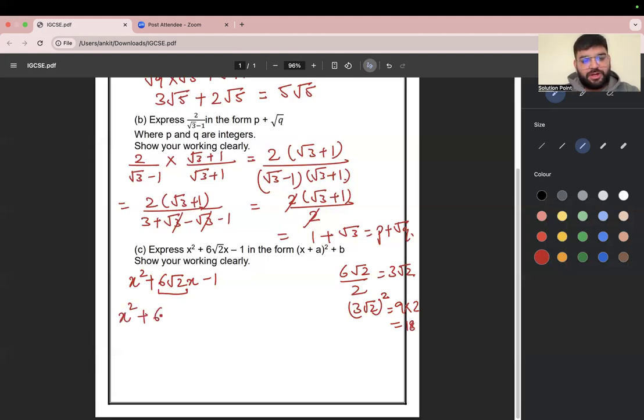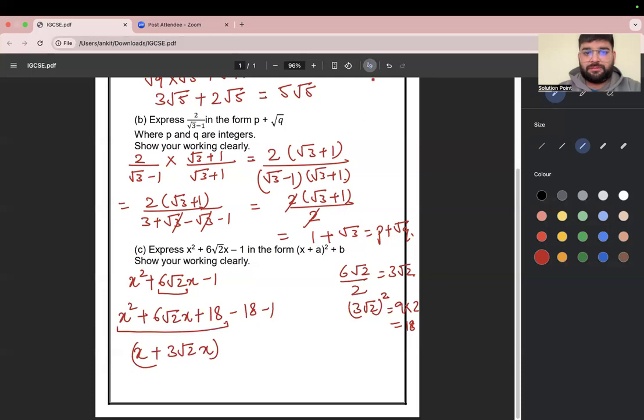Now you have x squared plus 6 square root 2 x. Since we got 18 here, just add 18 and subtract 18 in this quadratic expression. The reason I am doing this is that if you focus on these three terms, x squared plus 6 square root 2 x plus 18, this will be the whole square of x plus 3 square root 2, or I would say x plus 3 square root 2 squared. And this minus 18 minus 1 will give me minus 19.